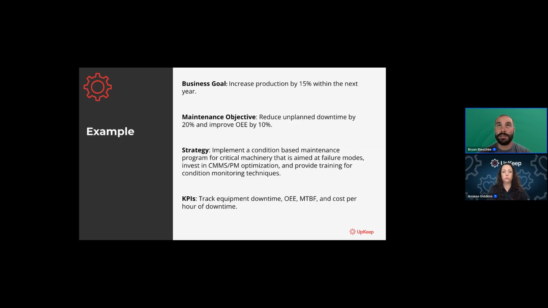And invest in your CMMS and PM optimization, and provide training in condition monitoring techniques. PM optimization there is key, because we should be performing maintenance and modifying the way we perform that maintenance, and what we do in those maintenance tasks, to reflect the reality of what we're finding on a day-to-day basis. Condition monitoring is super good for that, right? And our KPIs are to track equipment downtime. If we can track overall equipment effectiveness, we will. We can certainly track mean time between failure and cost per hour of downtime. We could also do cost per unit produced, right?